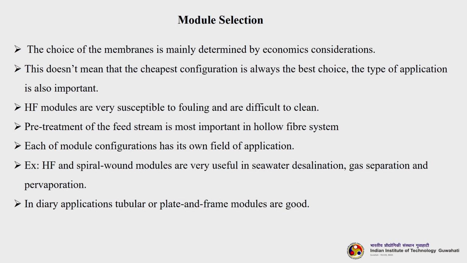So, now let us understand what is module selection and how we are going to select a particular module. We have discussed the different types of modules that are possible, whether it is a stir cell module, a tangential system, that is plate and frame system, a capillary one, a tubular one or a hollow fiber one. We have discussed so many things. Now, which one will you choose?